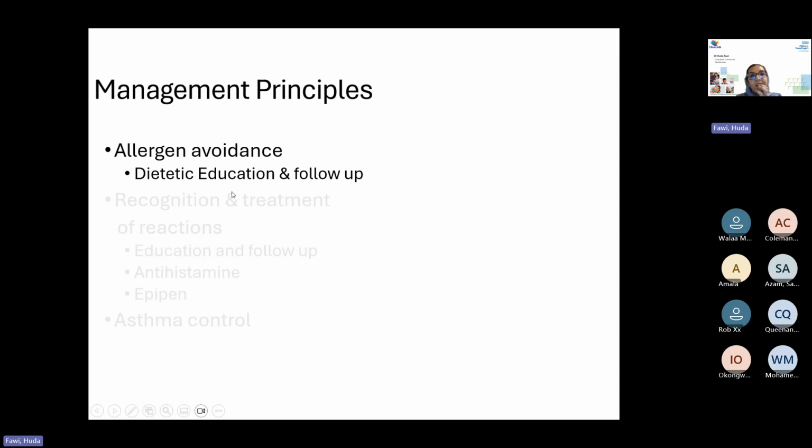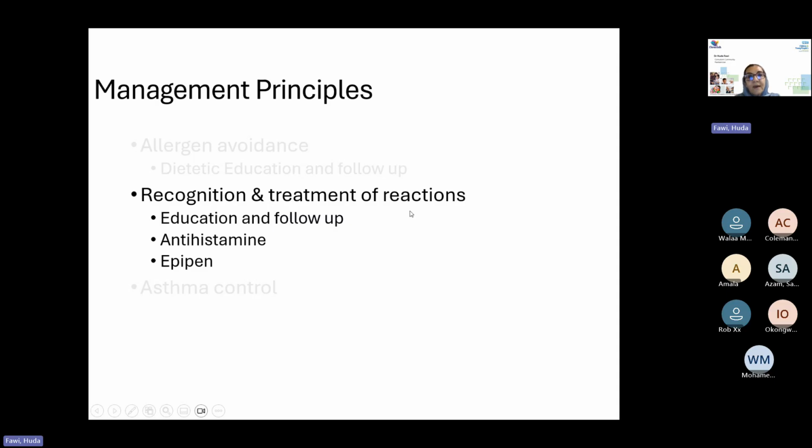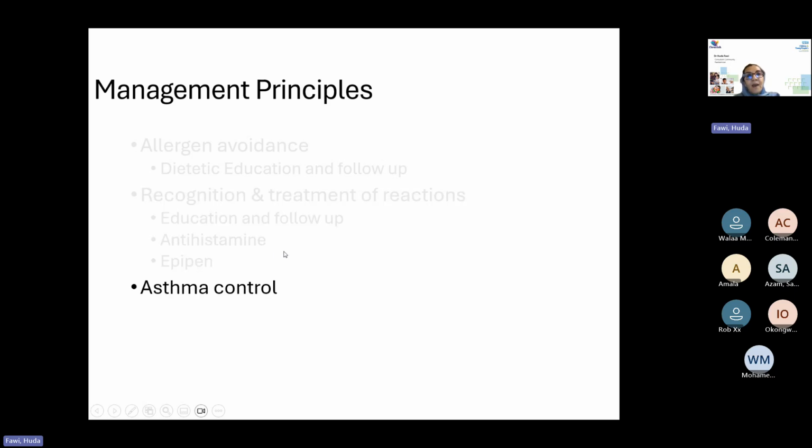If it's food, then dietetic education and follow-up. And if there are multiple foods, we refer to a dietitian to talk about what labels of food to look into and what the other alternatives are. Recognizing the reactions, so education and follow-up, giving the antihistamines and EpiPen. And remember, the antihistamines are not used in a severe allergic reaction. You give the antihistamine only in a mild to moderate reaction. And then if they have asthma, ensure that the asthma is very well controlled, because it increases the risk of death.